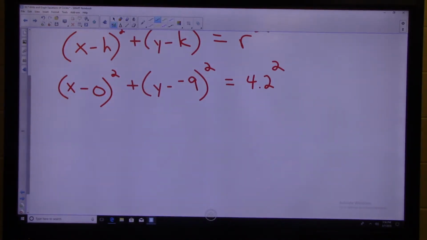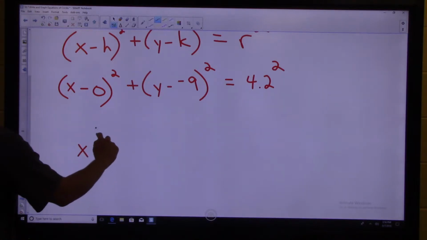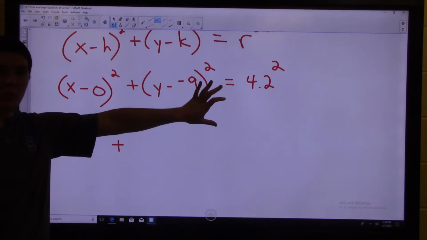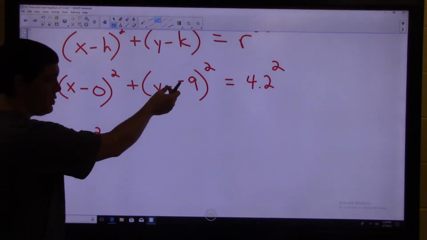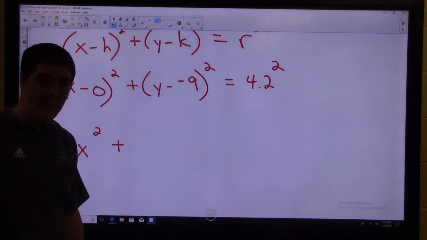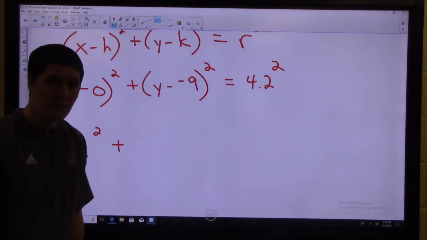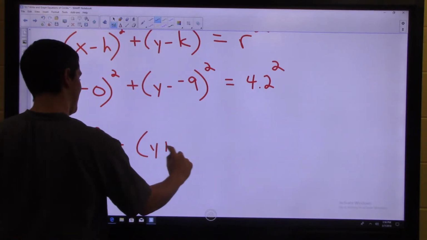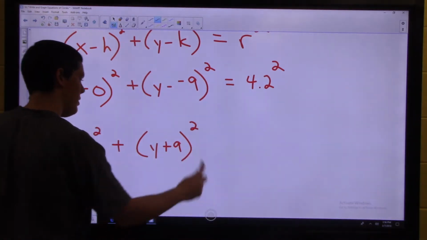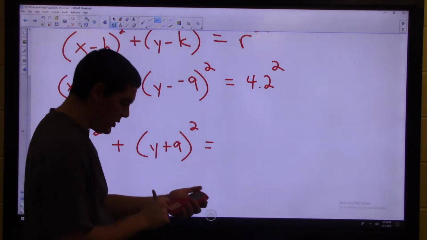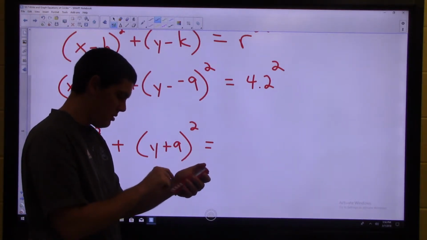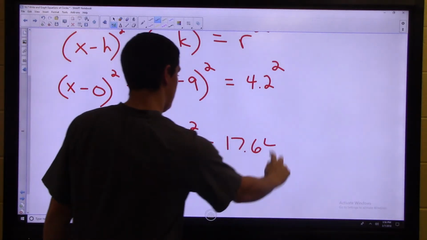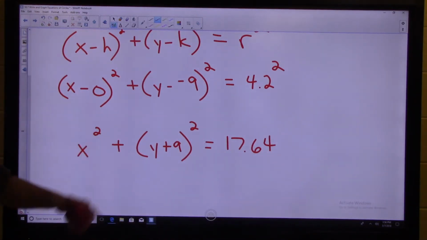X minus 0 is just x. So we can write it as x squared plus, well, we can't really do much here, so that's what I was talking about earlier about leaving it in this form. The only thing we could do, though, is minus a negative is the same thing as what? As doing what? And the answer is adding a positive. So the answer is y plus 9 squared. And that's going to equal, well, 4.2 squared, I'm going to type it in here. 17.64.